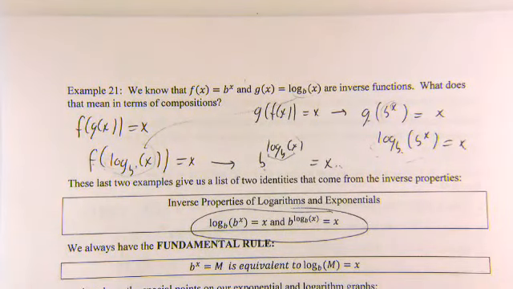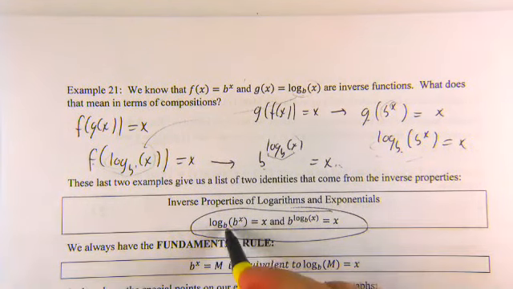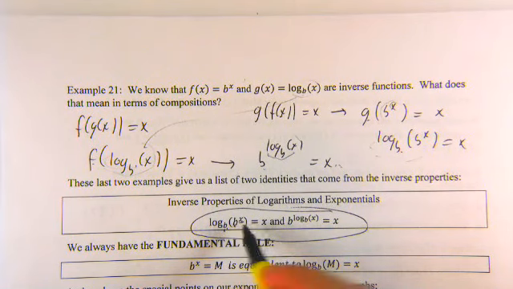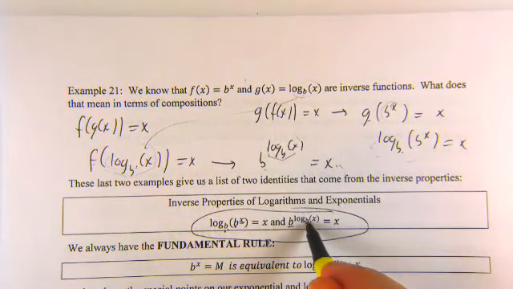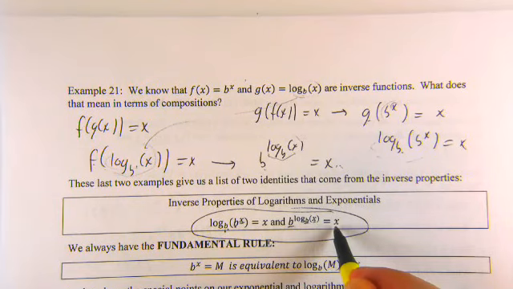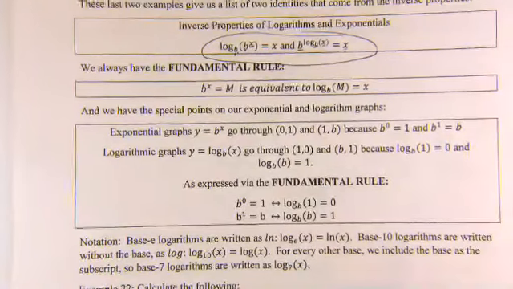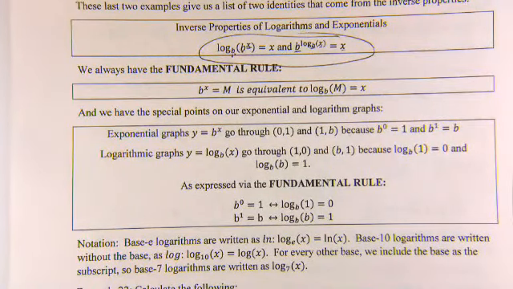Log base b of b to the x equals x, and b to the log base b of x equals x. If you have the same base here and here, then the output is whatever the exponent is. If you have the same base here and here, then the output is whatever is in the logarithm. And then you also have the fundamental rule. So this gives us two rules about logarithms.